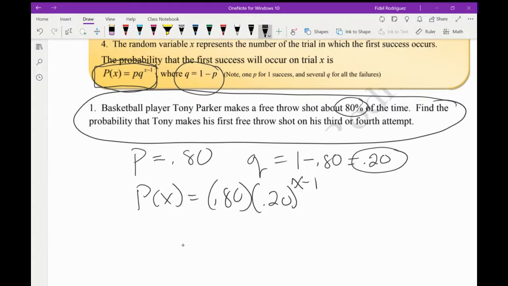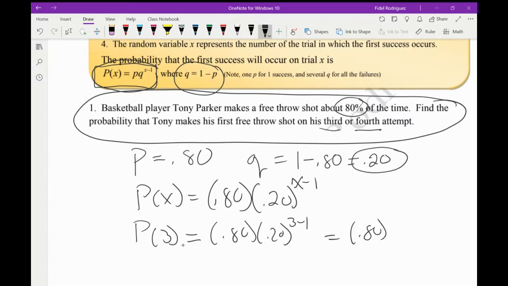Now, it says find the probability that Tony makes his first free throw shot on his third or fourth attempt. We're going to do it in pieces. We're going to say, suppose he makes it on the third attempt. 0.80 times 0.20, 3 minus 1 is 2.